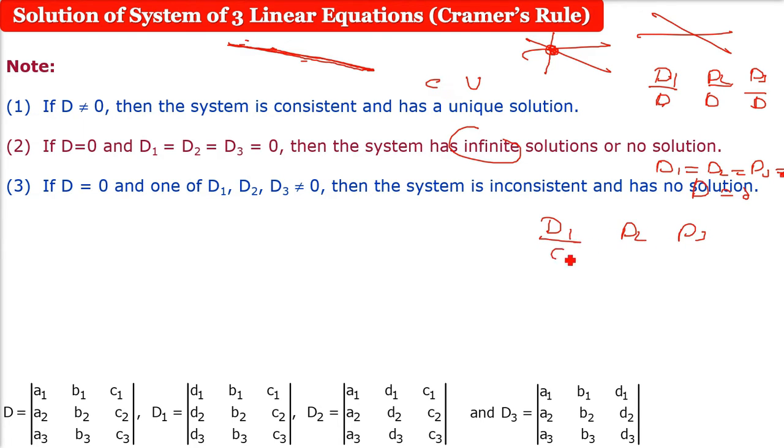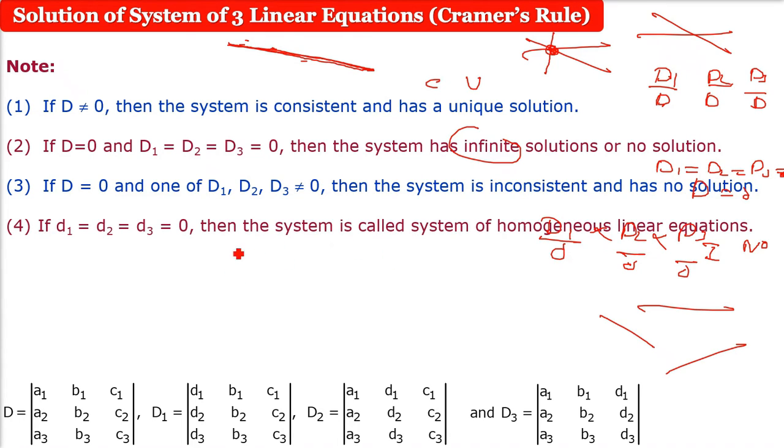And third condition, if the determinant is 0 and one of these D1, D2, D3 is not equal to 0, then the system is inconsistent and it has no solution. One of these is not equal to 0, because D is 0, that means the denominator part is 0, that will make it inconsistent.